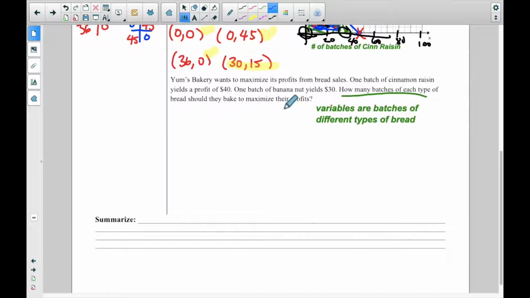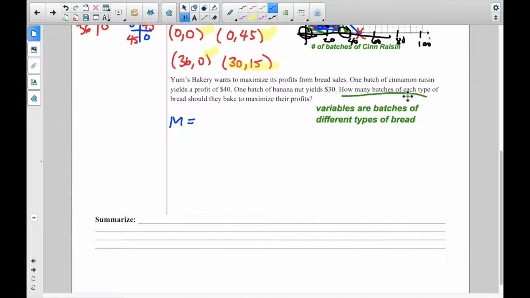And so if we read through here, they say that Yum's Bakery wants to maximize its profits from bread sales. One batch of cinnamon raisin yields a profit of $40. One batch of banana nut yields $30. So I'm going to set up an equation. I'm going to call it M for maximum, but you could call it P for profit. But this equation is going to deal with the profits.